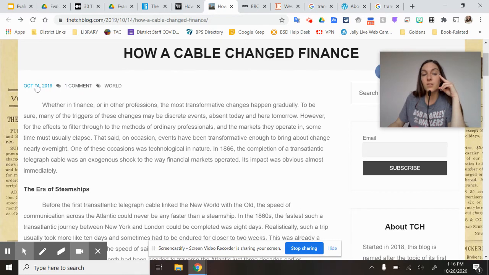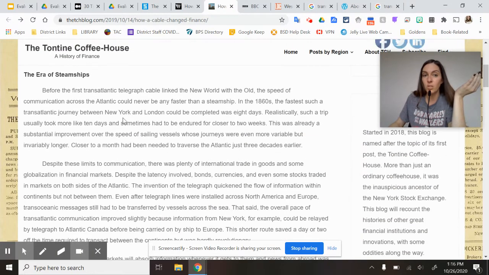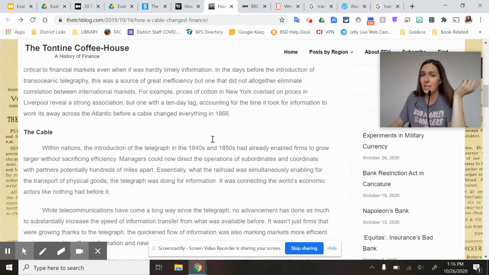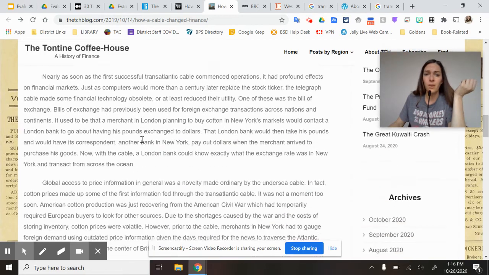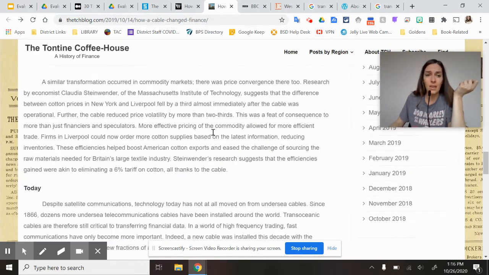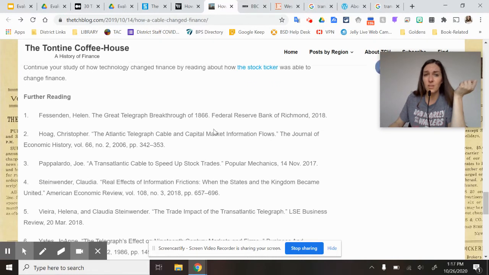So the other thing, it's about a year old, which is not bad. I don't see any links in here, which is a problem. Nothing is linked, and there are no citations at the end. They do have further reading. That is not the same as a reference.